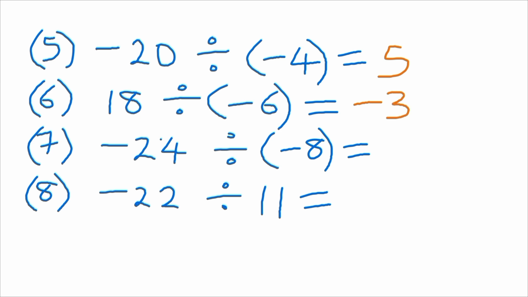Then the next one says minus 24 divided by minus 8. If you check, their signs are negative, negative, the same sign. So our answer is going to be positive. So negative divided by a negative sign becomes a positive sign. So minus 24 divided by minus 8 becomes just positive 3. Then the last one is negative 22 divided by positive 11. Their signs are different here. So our answer is going to remain negative, a negative value. So 22 divided by 11 is 2.